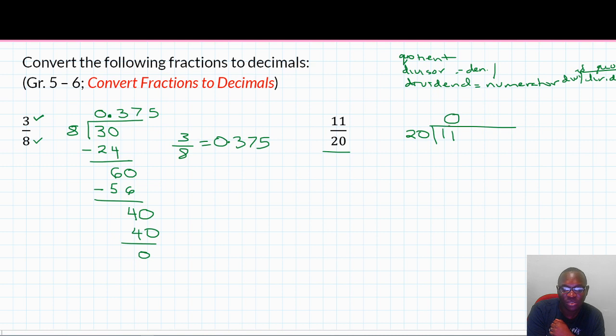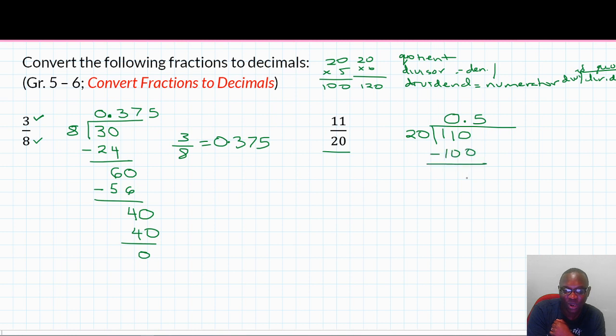And then because we have 0 here, we can introduce this decimal. This decimal allows us to actually introduce a 0 here. So how many groups of 20 are there in 110? If I multiply 20 by 5, I have 0 and I have 100. And then 20 multiplied by 6, I have 0 and I have 12, so 120. So I'm going to use 5. 5 multiplied by 20 is 100.